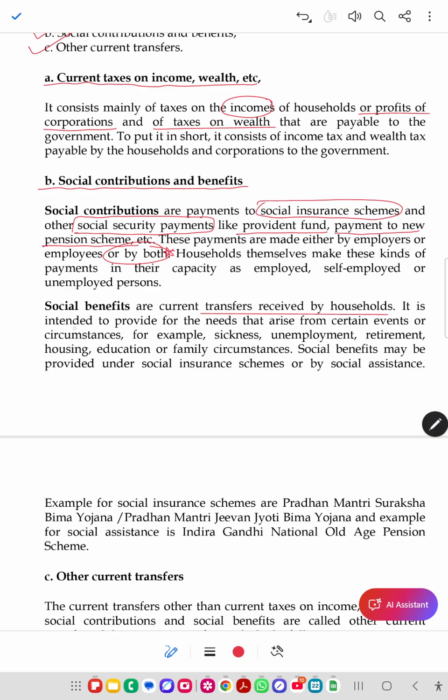It is intended to provide for the needs that arise from certain events or circumstances, for example sickness, unemployment, retirement, housing, education or family circumstances. Social benefit may be provided under social insurance schemes or by social assistance. Examples of social insurance schemes are Pradhan Mantri Suraksha Bima Yojana and Pradhan Mantri Jeevan Jyoti Bima Yojana. An example of social assistance is the Indira Gandhi National Old Age Pension Scheme.